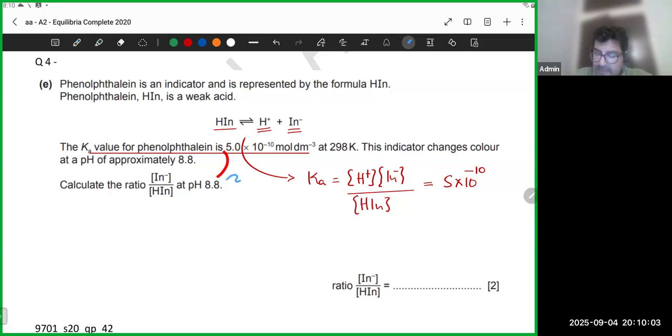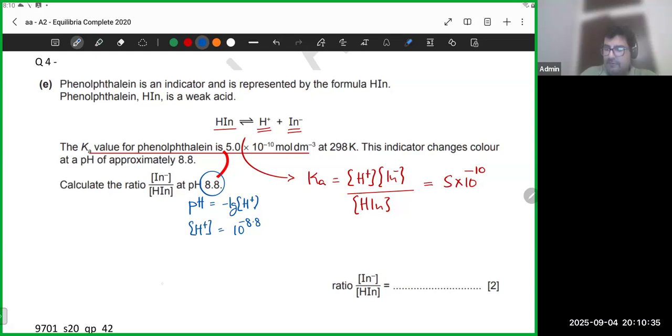Anyways, they've given us the pH as well, which is 8.8. You can remember what pH was, we did a lot of practice for that. pH is the negative log of the concentration of H plus ions. And if the pH is 8.8, that simply means that your H plus concentration is 10 to the power minus 8.8.